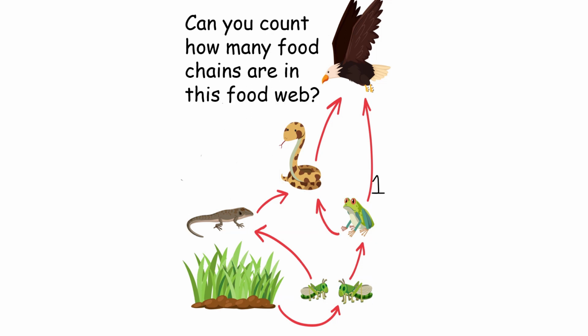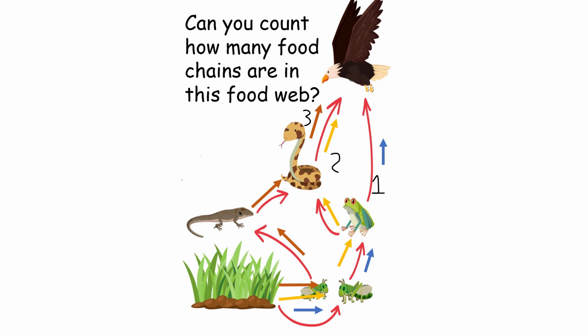Can you count how many food chains are actually in this food web? So a food web shows a variety of food chains in an ecosystem. Well, we've got one here if we follow the blue arrows, and one here if we follow these orange arrows. And if we go to the bugs, to the salamander, the snake, and then the bird, whether that's a hawk or eagle, that means we've got 3 food chains in this food web.